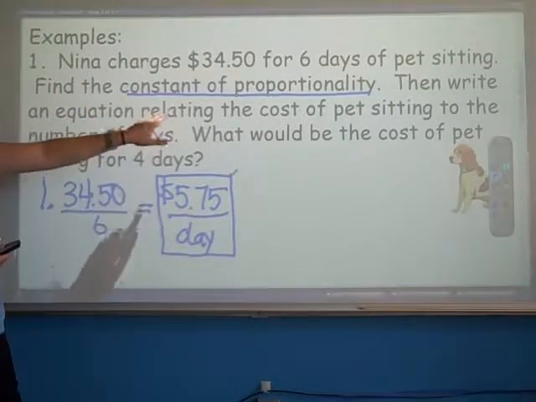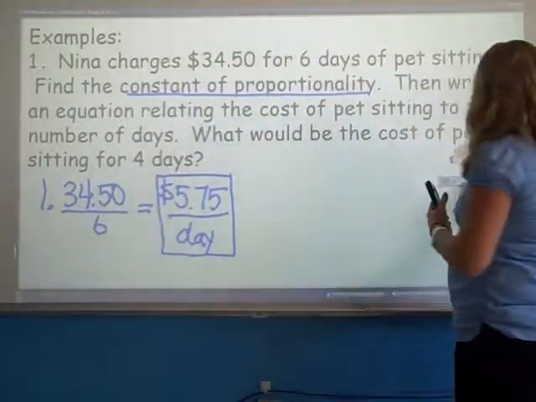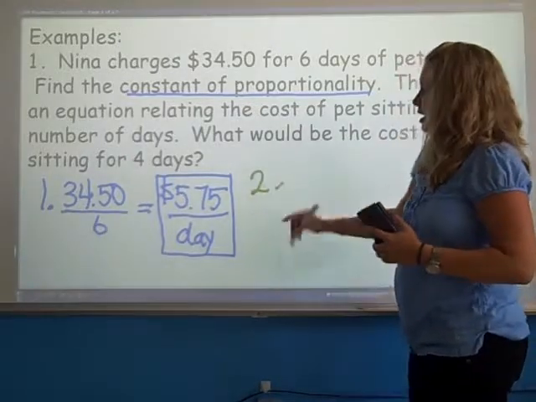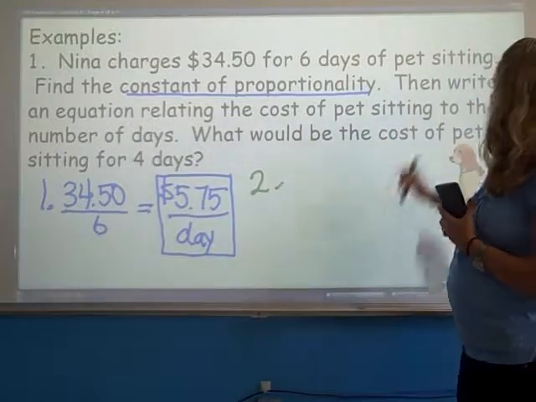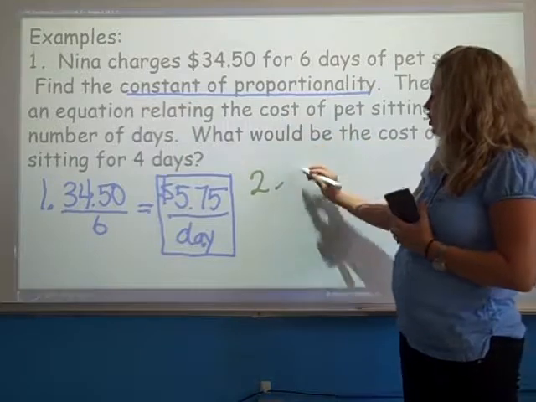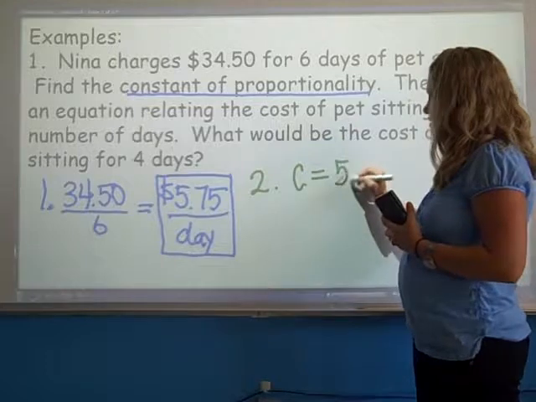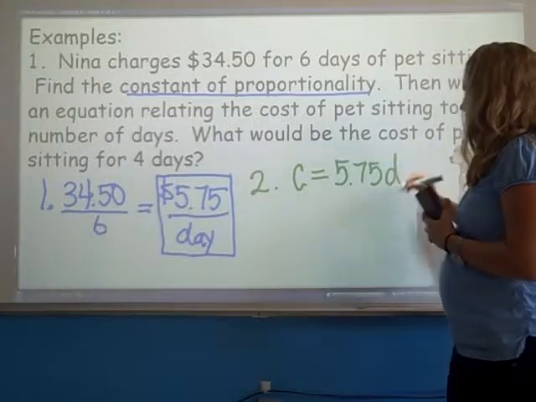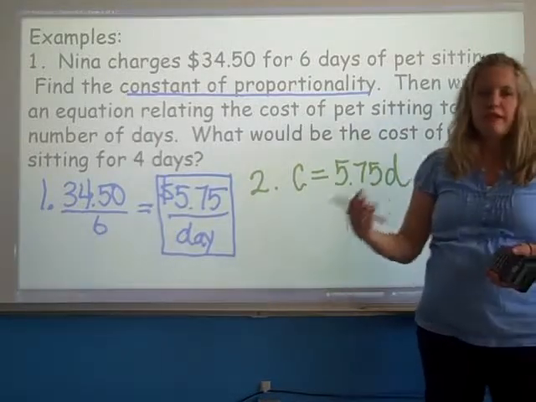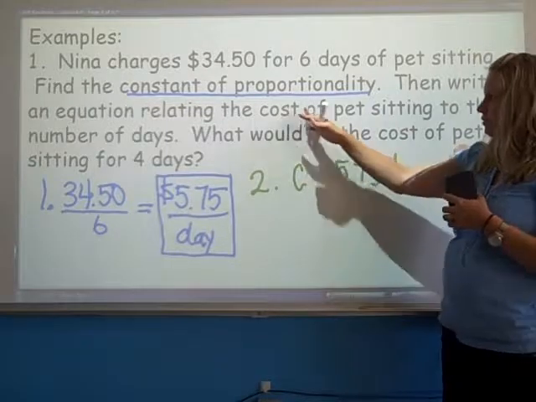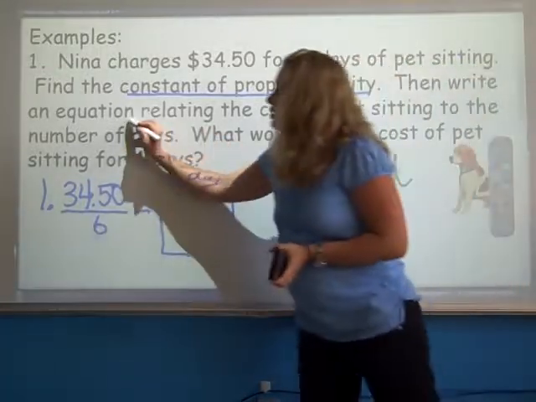Then write an equation relating the cost of pet sitting to the number of days. Okay, so back to that general equation. This goes in for the K, which is our constant. And they're saying, write an equation relating the cost. So the cost is equal to, C for cost, is equal to $5.75 times each day. Okay? That's my equation. I don't need to use Y and X. I'm going to use variables that make sense in my problem. C for cost and D for days. That's question number 2, writing the equation.